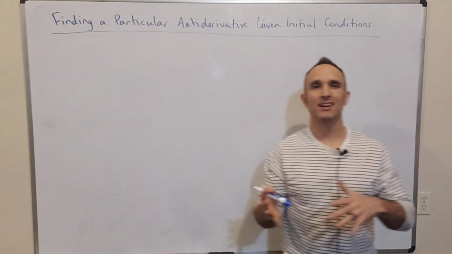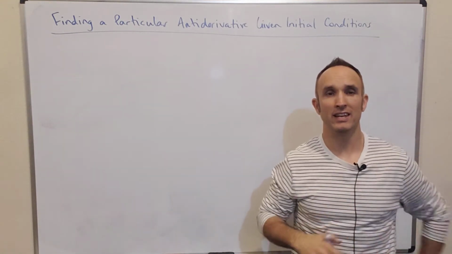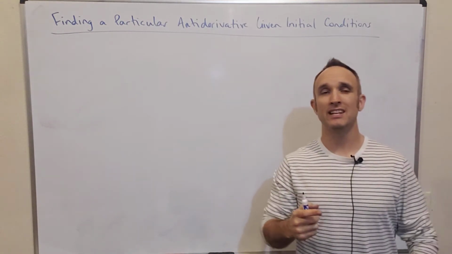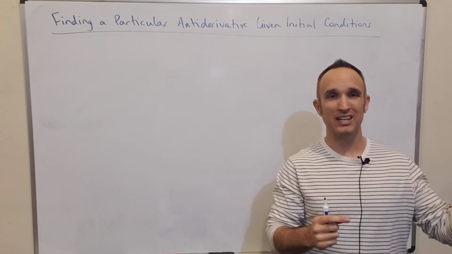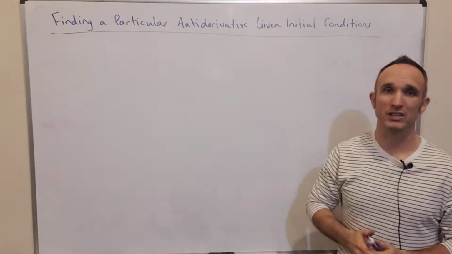So when you find antiderivatives, you get an infinite number of them because of that constant that could be added at the end. In this video, we're going to see how we can nail down a particular constant in a particular situation using what are called initial conditions.